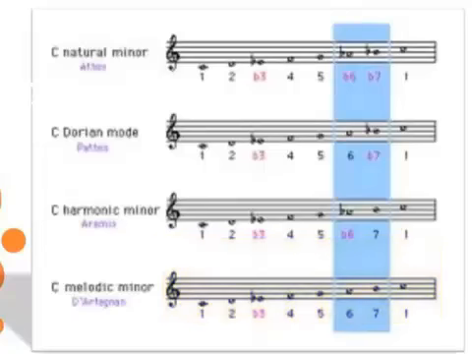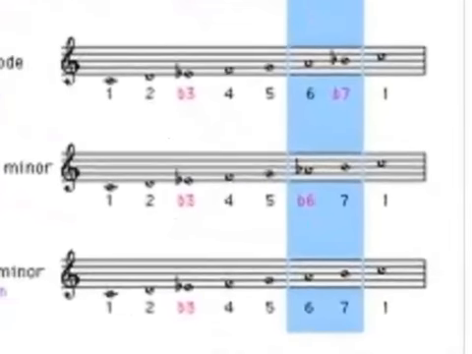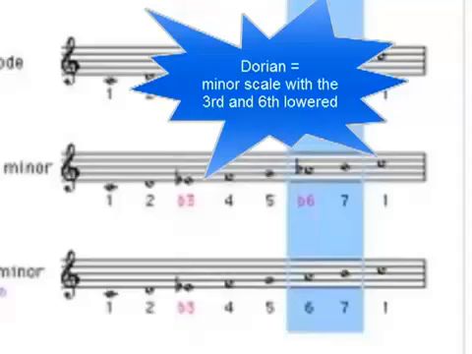The Dorian mode is not exactly like any minor scale, but it has characteristics of all the forms of the minor scale. I always think of the Dorian mode as a minor scale with the 6th and the 7th lowered.